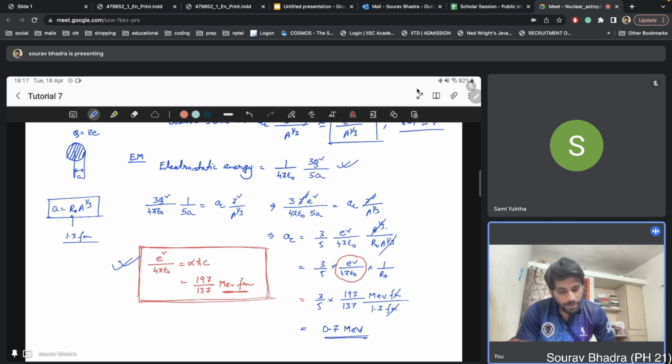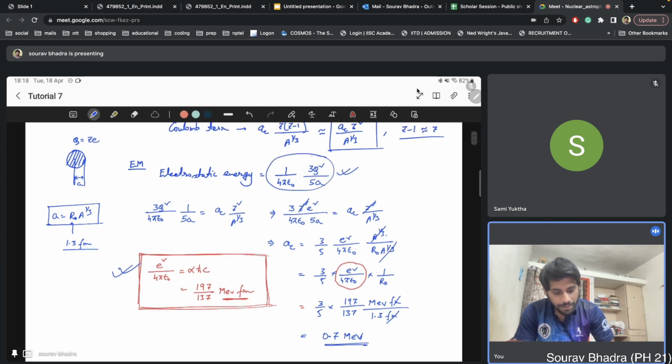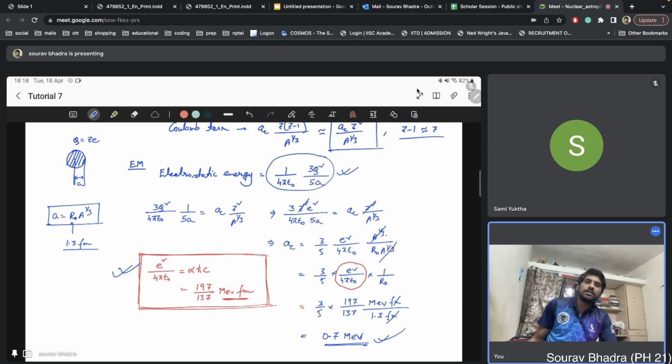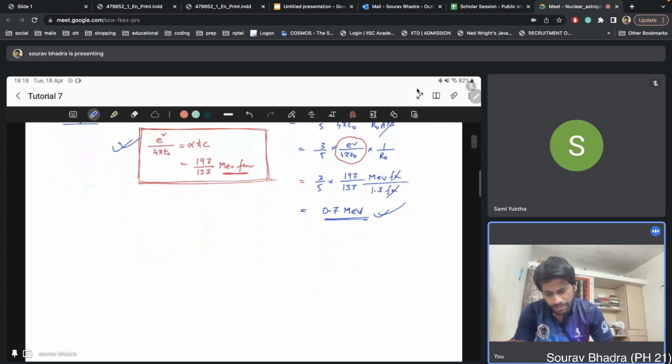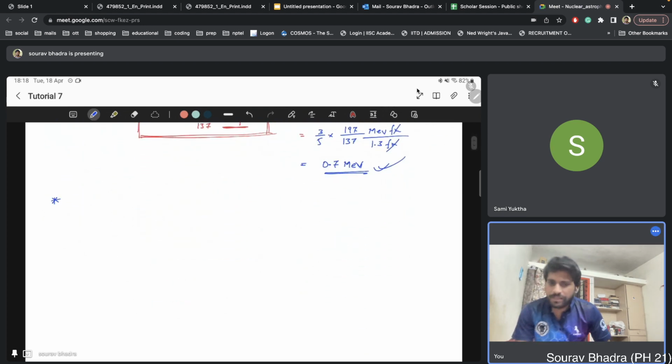Now if you ask how I have written that electrostatic energy, so this is the result of this particular problem. But now I am saying how I am writing that electrostatic energy as 1 by 4 pi epsilon 0 into 3 q square by 5a. So that can be understood like this. It is a very basic course of first year or second year graduation, I am again saying.